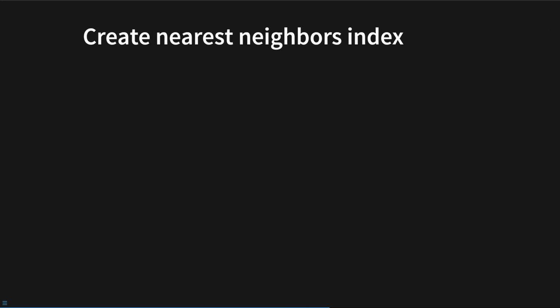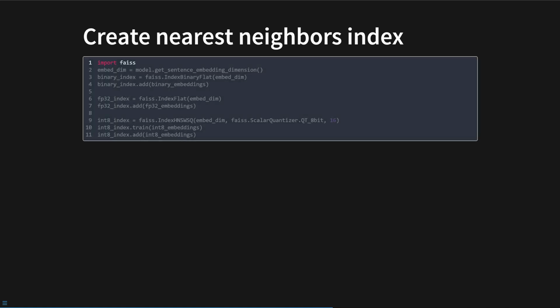So let's create the nearest neighbors index, because we want to search our corpus using the queries, right? In order to do that, I have chosen FAISS as the library to do this. And almost all of the indexes in FAISS need the dimension of the embeddings. So we extract that one and then create a binary index. In FAISS, you can use IndexBinaryFlat to create a binary index. Similarly, we create a floating point 32 index using IndexFlat.